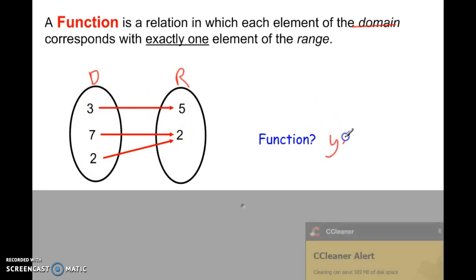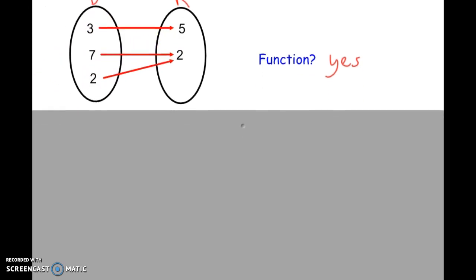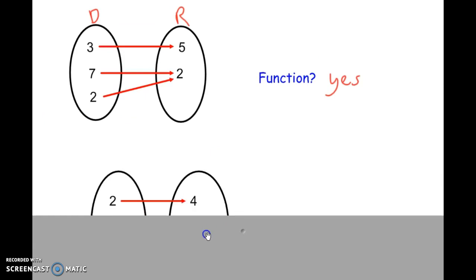I would say yes, this is a function, because all the domain values have one unique partner. It's okay that the range values have more.